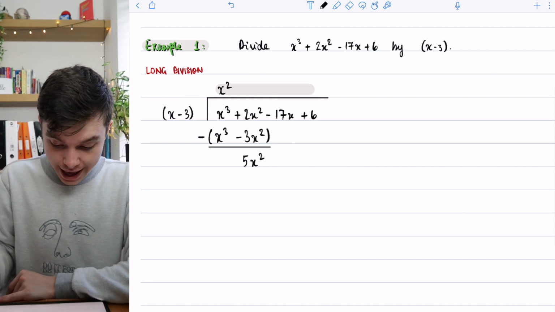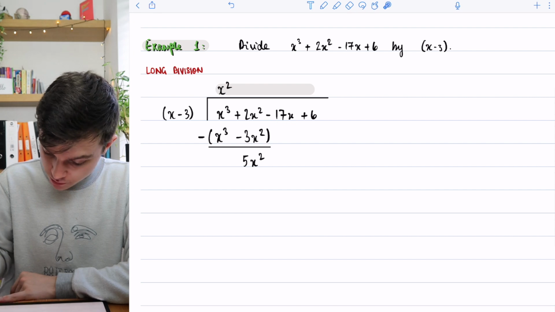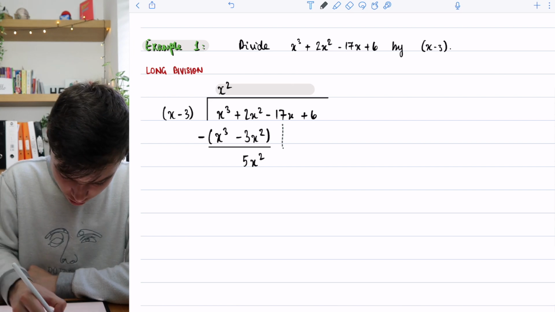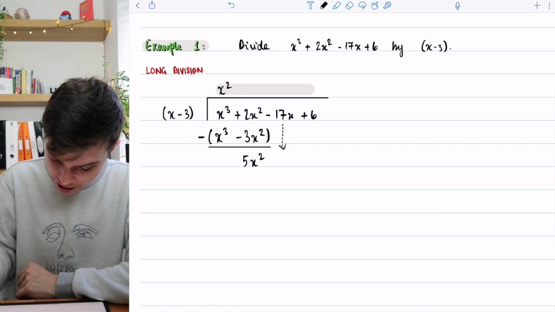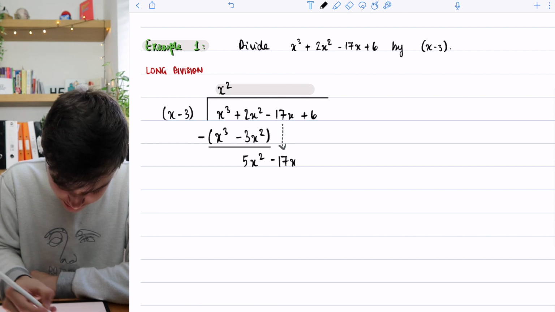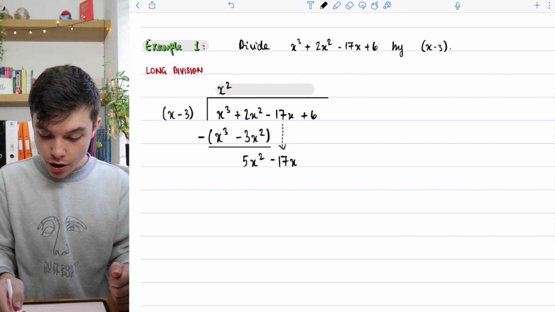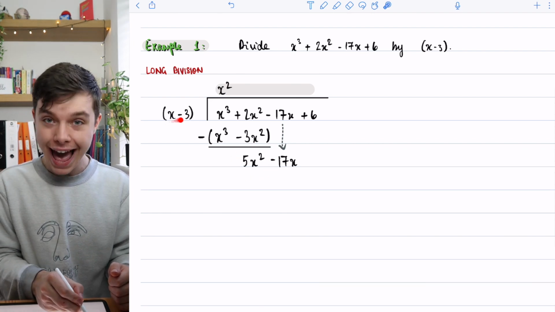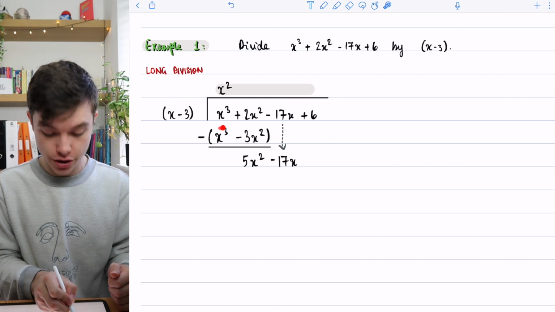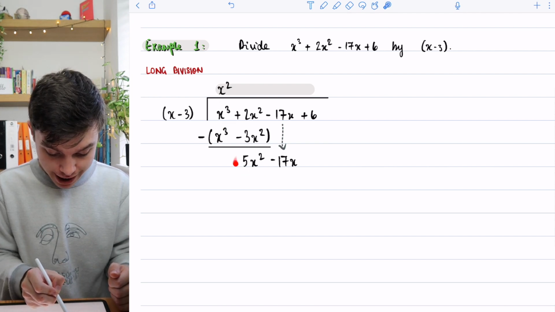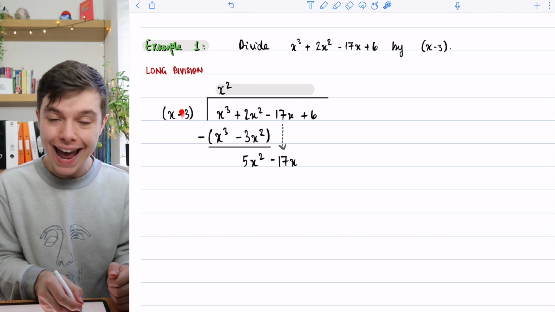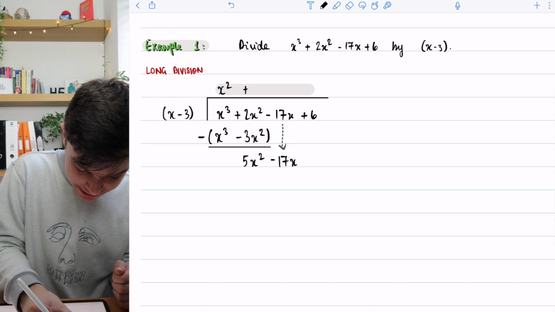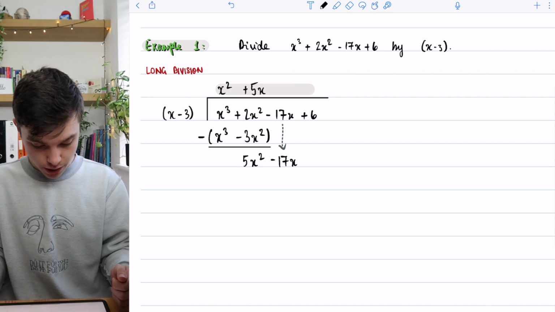We are then going to carry down this third term. So this third term will carry down to there, okay? There we go. So we'll carry that third term down, minus 17x. Then I'm going to take the first term here and divide that by x again, just like we started with the first term. So this 5x squared divided by x is going to give me a positive 5. And I will write that as my second term up there, okay?